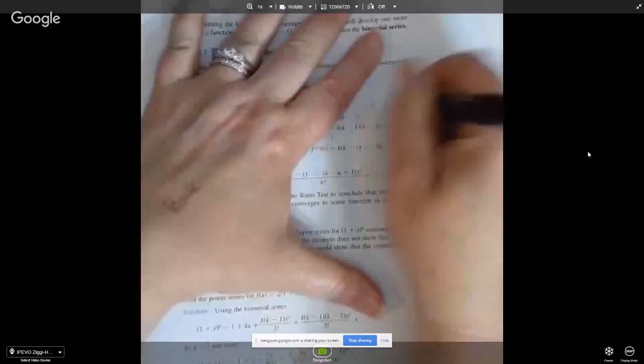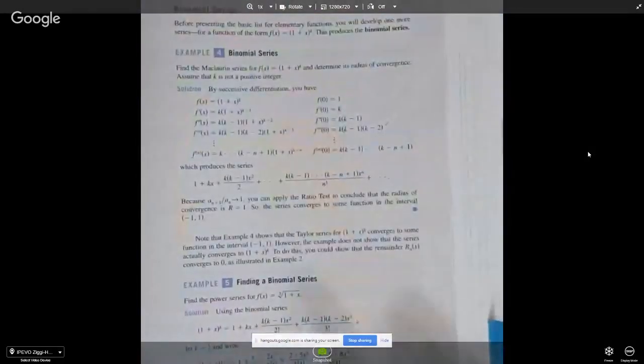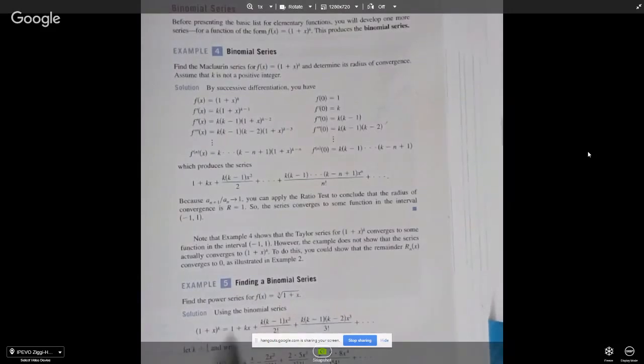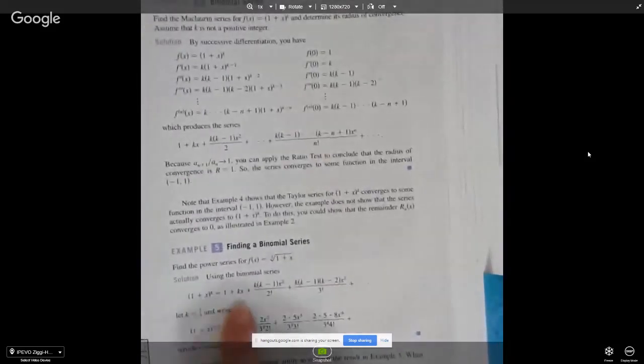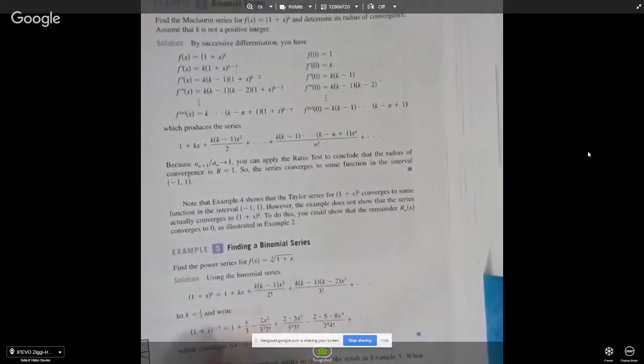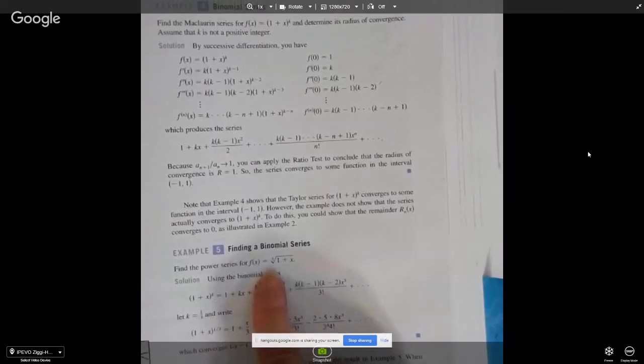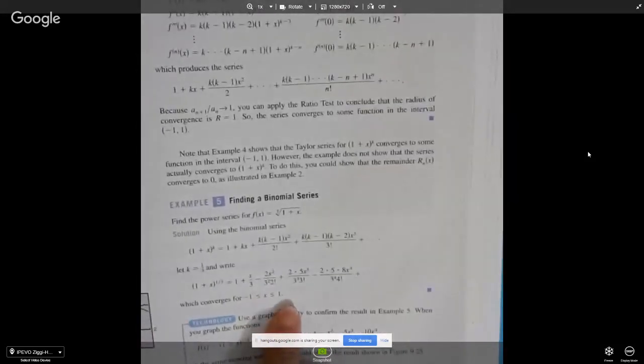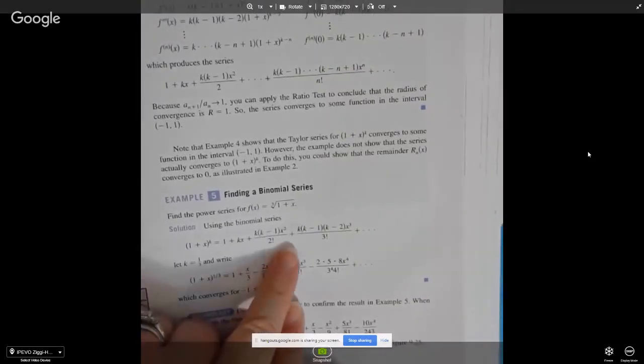I just haven't delved into it enough. So what you need to know is that if you have 1 plus x to the 1/3, you write out what the binomial series is here, and then you plug in the number for k, and k is just the exponent. Do you see what I mean? So you might have to memorize this.